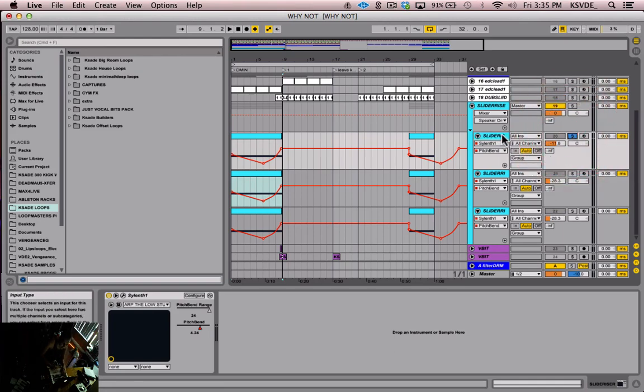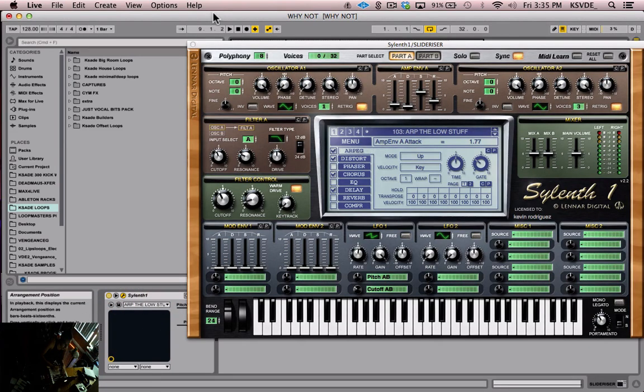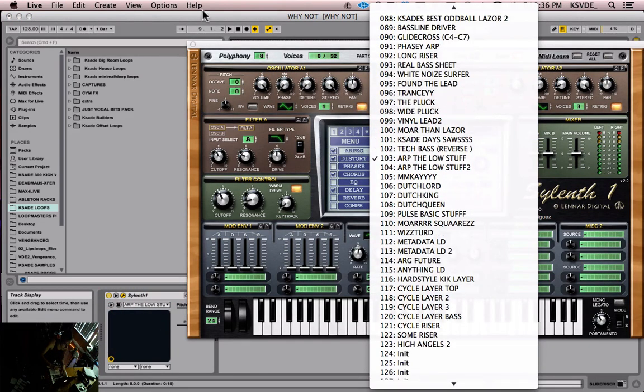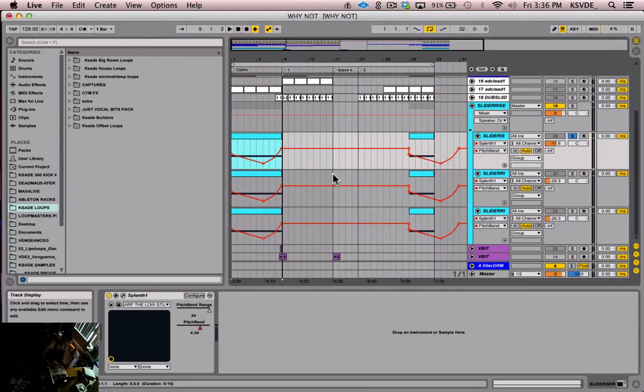Now the next one is like an ARP sort of thing, so that one I think is number 103 in my bank as well. The ARP one is probably the big highlight to all this, so it's the one that's mixed the loudest, at negative 11 dB, and all the other ones are at negative 28 or so. The ARP is going to feel a little bit like a snare roll, but it's a synth.